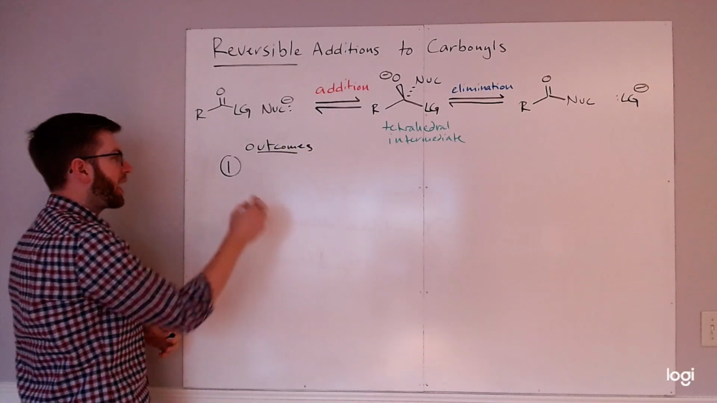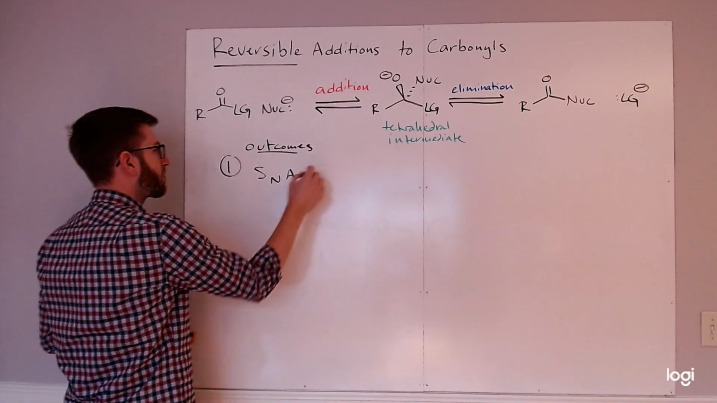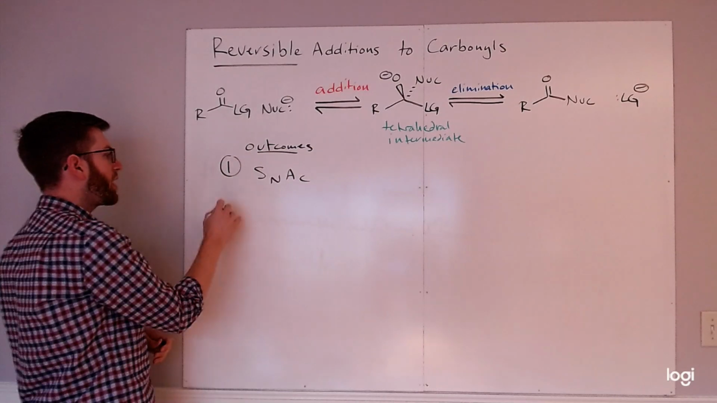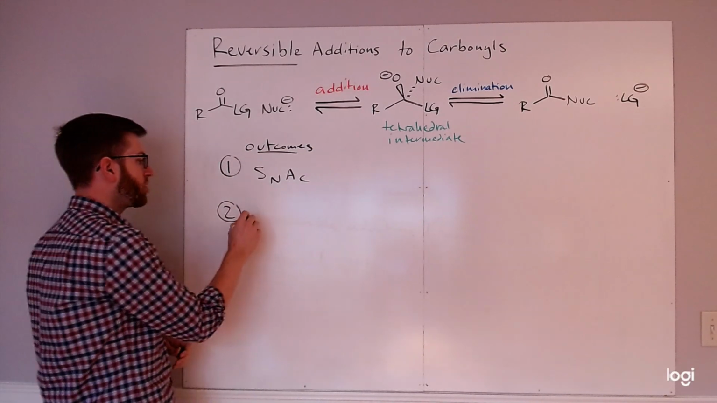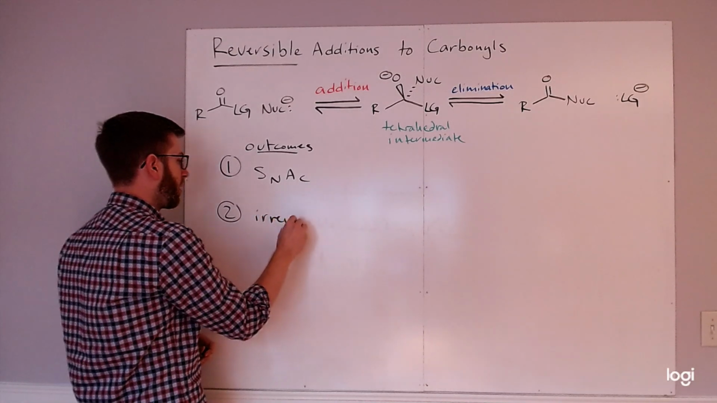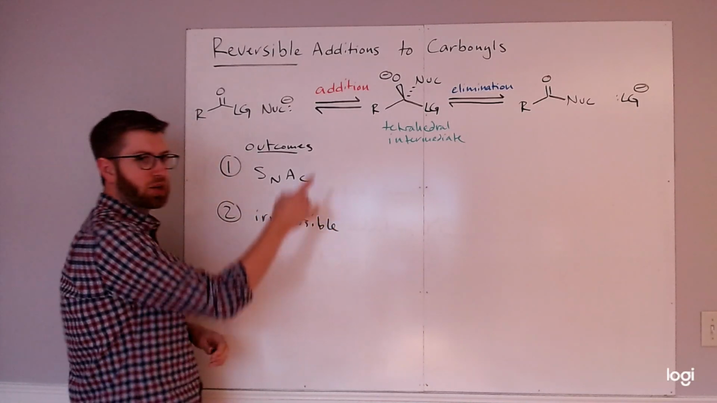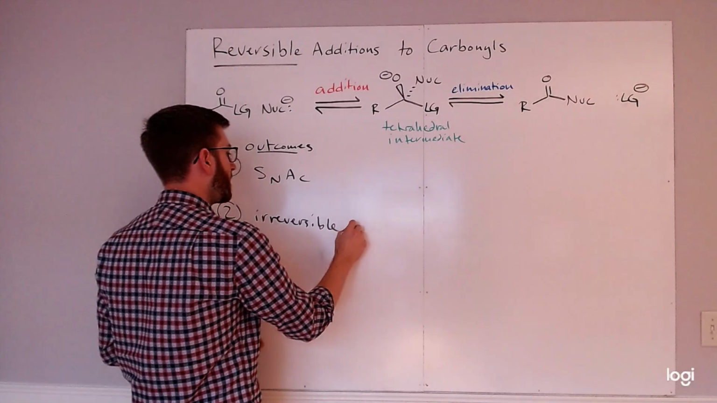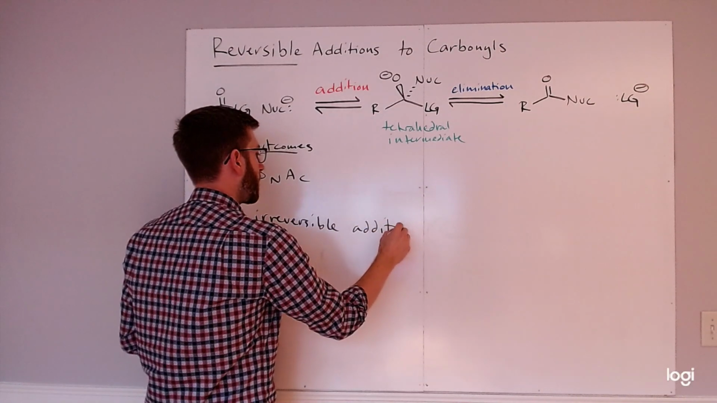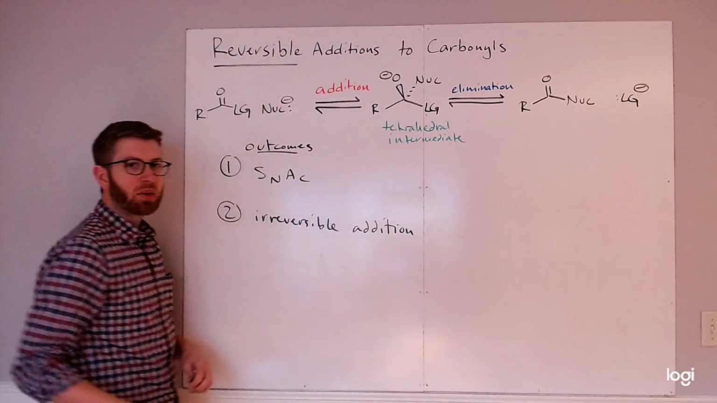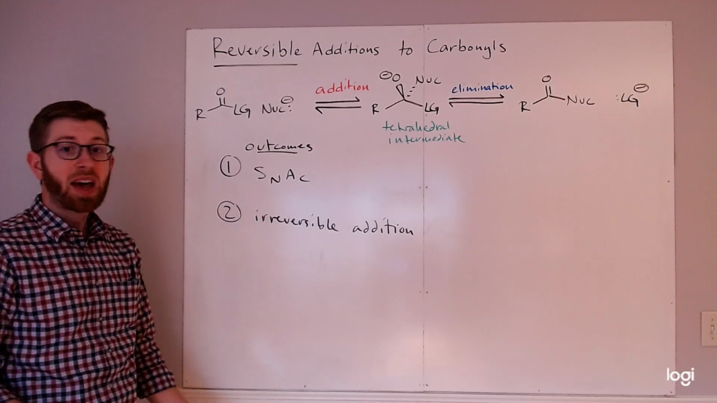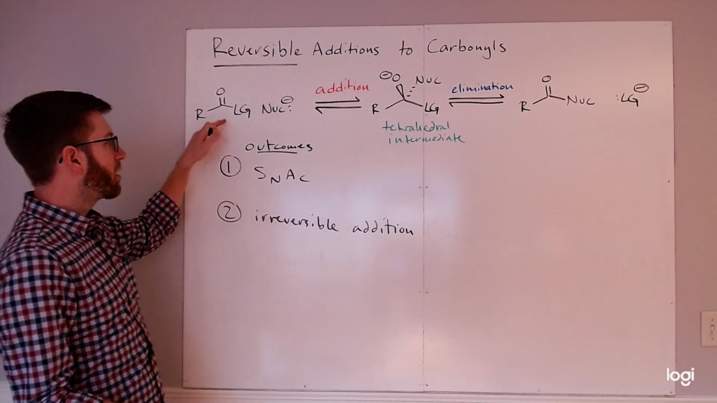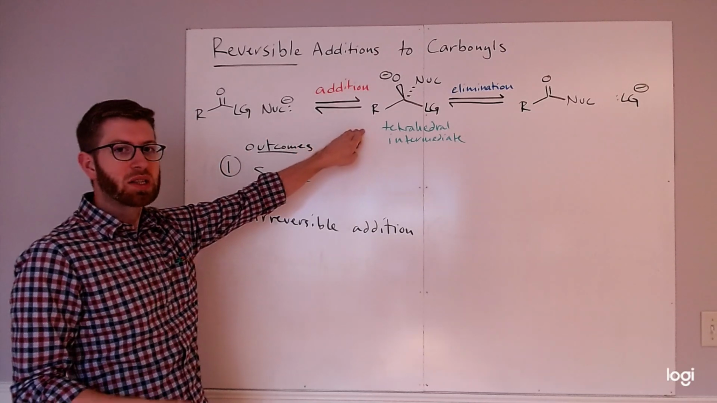We've got the classical SNAc. That would be where we make the products on the far right. We've got what I'm going to call an irreversible addition. This is the case where we actually accumulate tetrahedral intermediate. So implied in this type of language about an irreversible addition is that the elimination step can't happen for some reason. So we can go here, and then we get stuck.